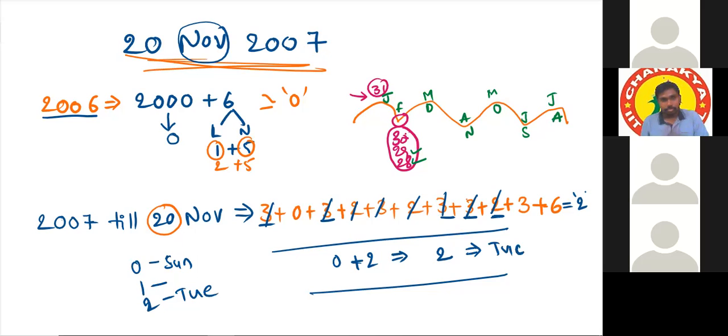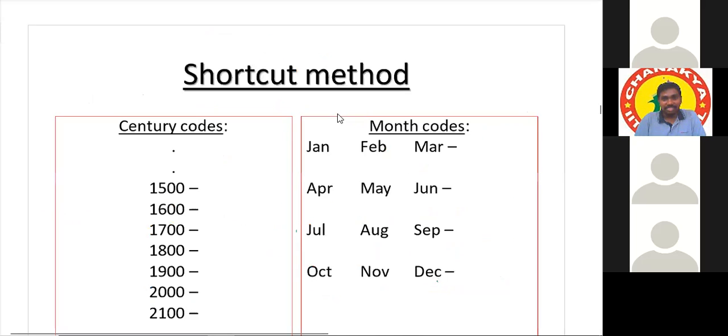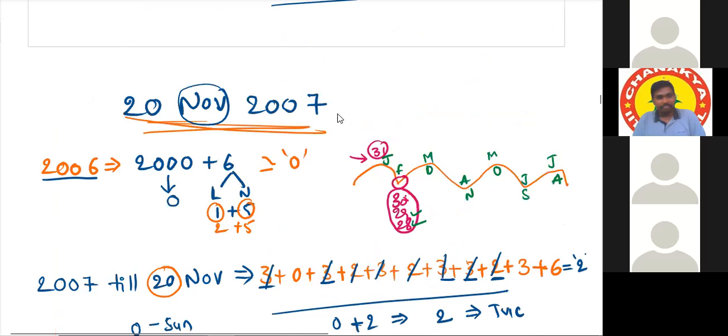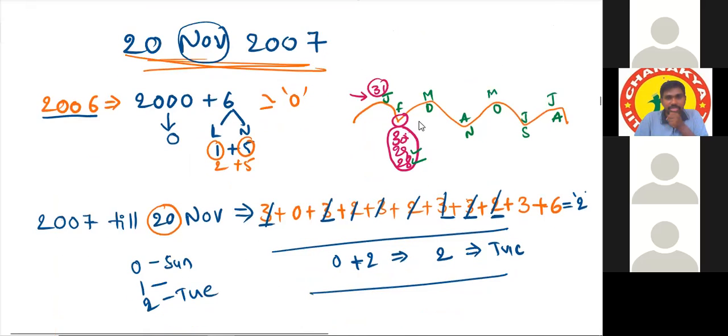So are we done with this chapter? No, not completed. We should learn one more method. There is a shortcut method. Sir, are we done with the class? We will leave now. We'll try to complete it in the next class. Meanwhile, practice some questions, then the next class will be somewhat faster. Okay, sir. Thank you, sir.